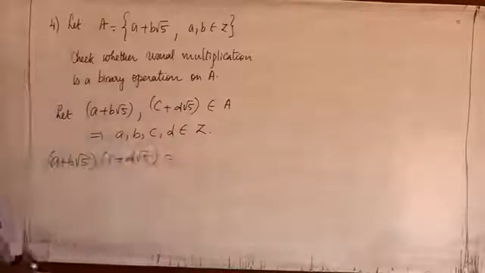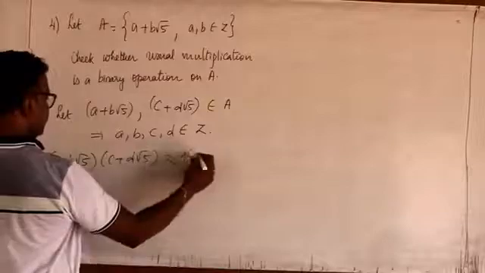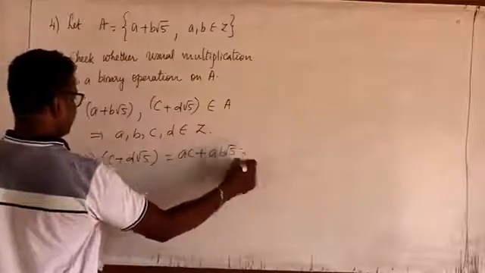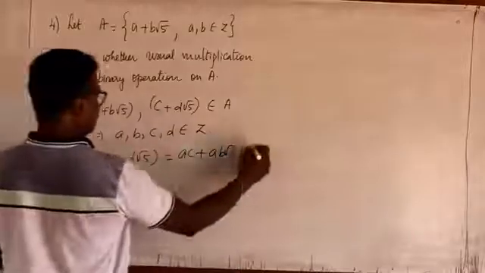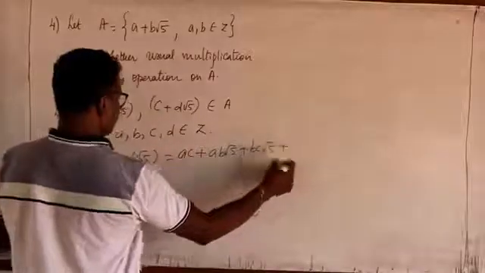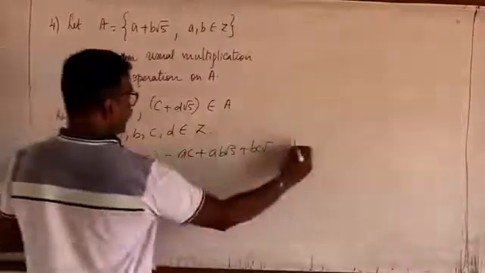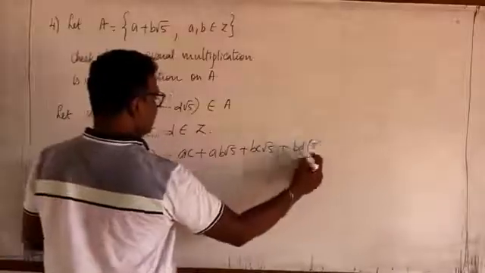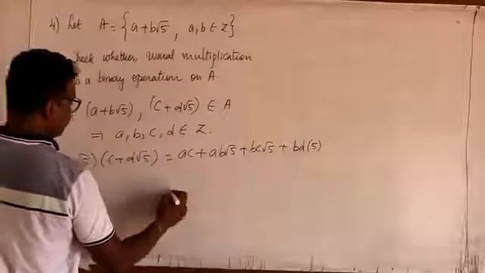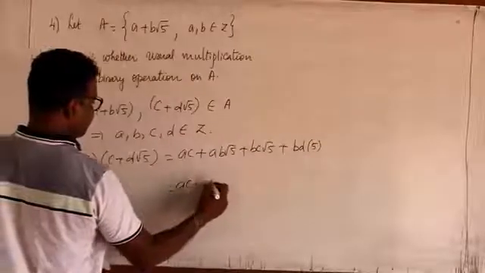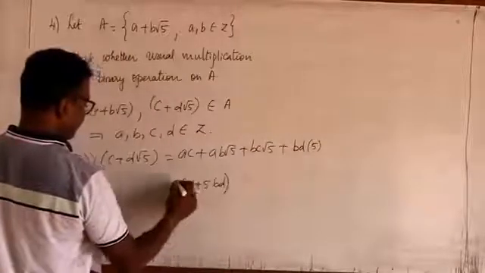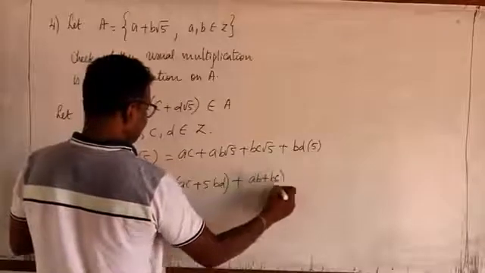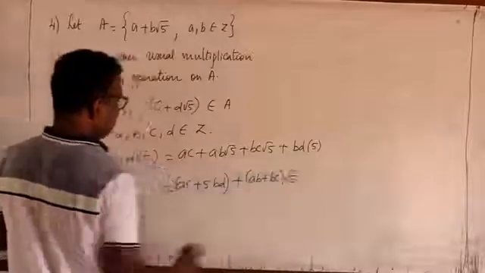We shall go for usual multiplication. AC plus AD root 5, then BC root 5, then B into D, root 5 into root 5 is 5. There are no roots in these two numbers, so let me correct: AC plus 5BD. Then here, AD plus BC into root 5.